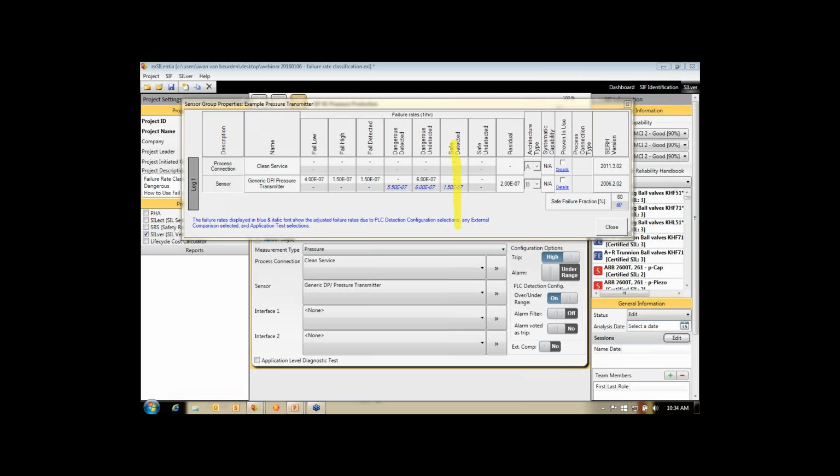Hold on, I need to erase my line here. All right. If we look at fail low and fail detected, they behave the same because the fail detected failures are driven under range. Both go away from the trip point. Both are dangerous, but they're detected because I detect those outer range signals. So we now see that those failures that were previously added to the dangerous undetected now are added to the dangerous detected failures. So 4 plus 1.5, that's your 5.5 right here. And the 1.5 from fail high goes into the safe detected.